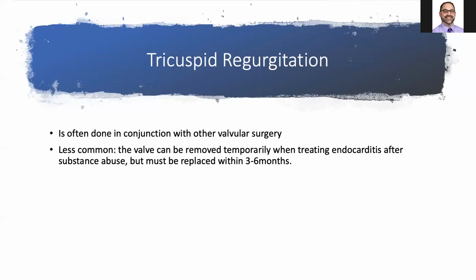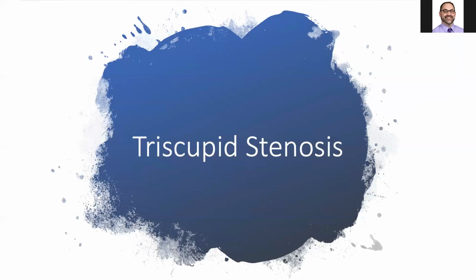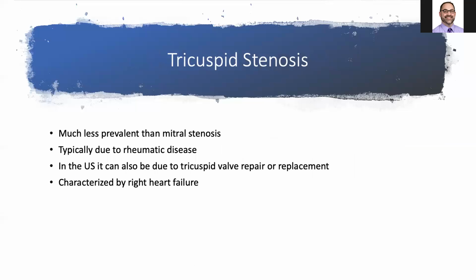Tricuspid surgery is often done in conjunction with other valve surgery. It's usually not done by itself. The valve can be removed temporarily when treating endocarditis, but it is rare, and it must be replaced within 3 to 6 months.